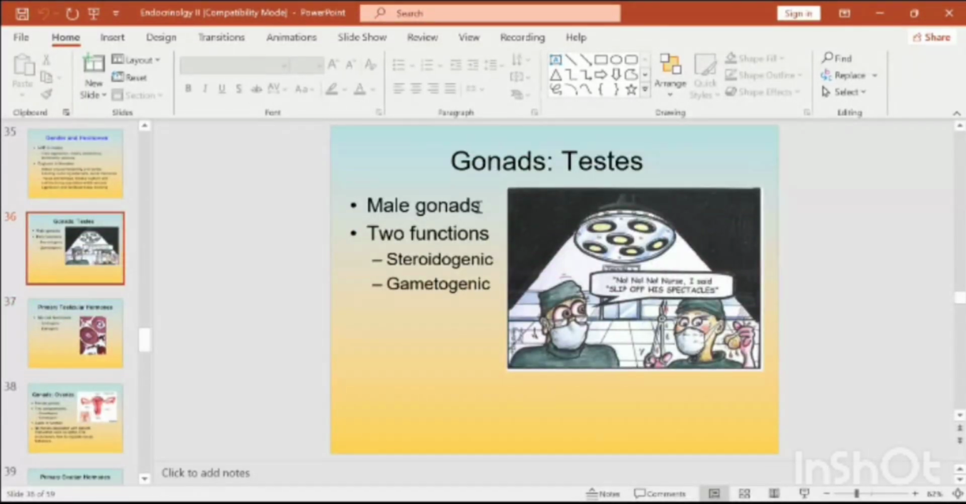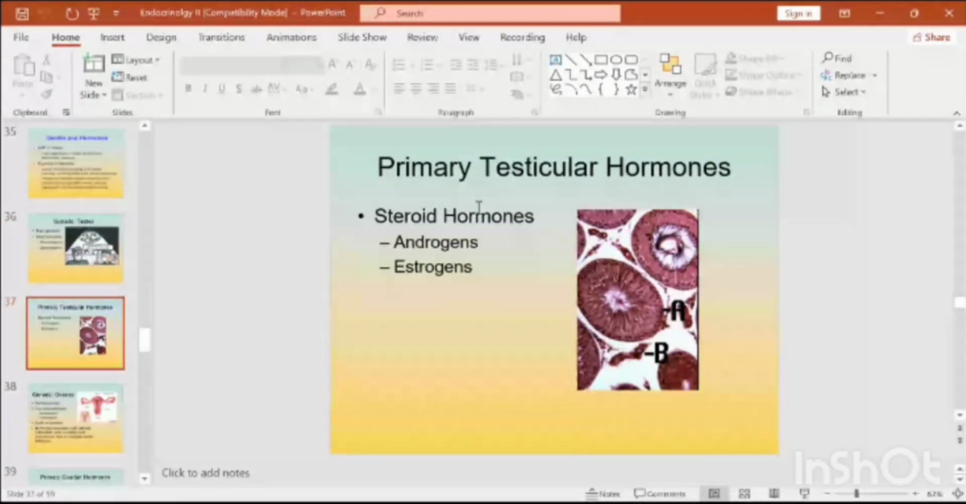So the gonads: male gonads are the testes, and the female gonads are the ovaries, which are two, of course, in size for the two of them.